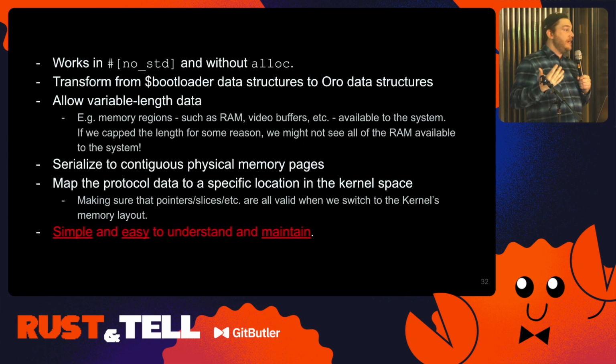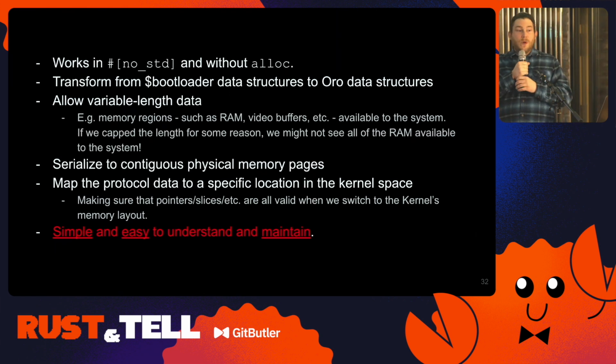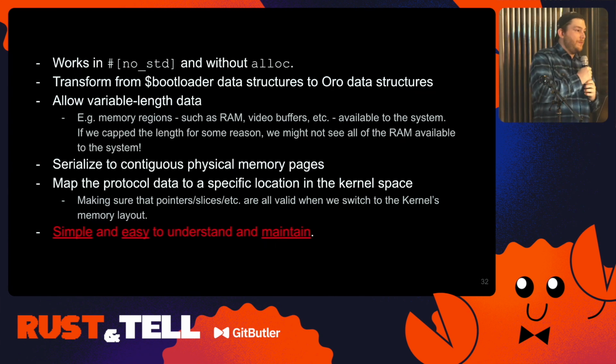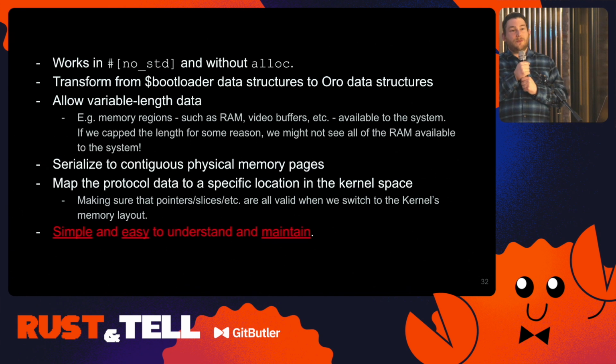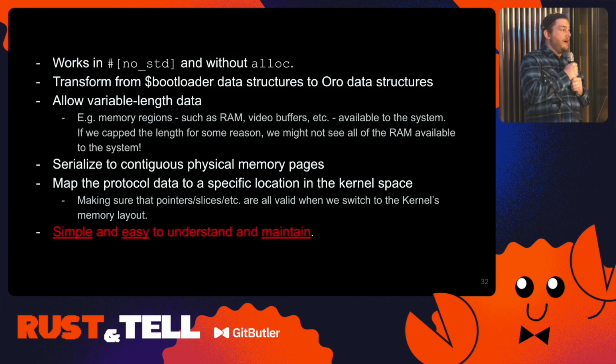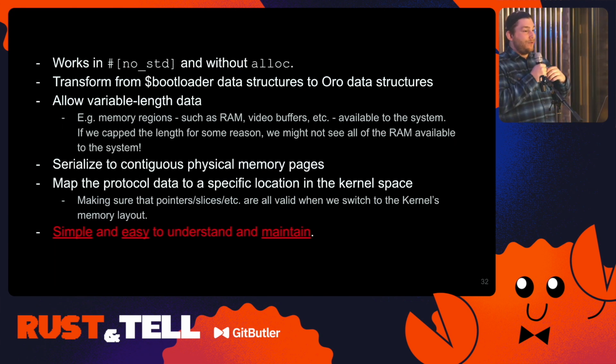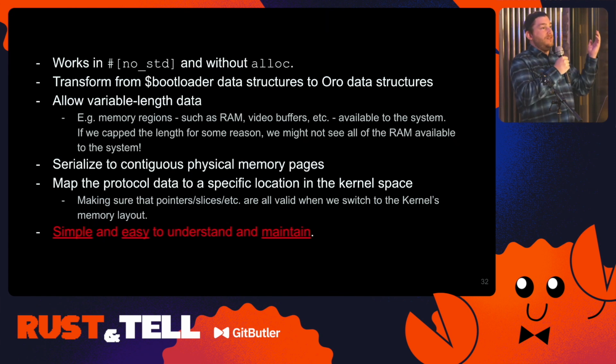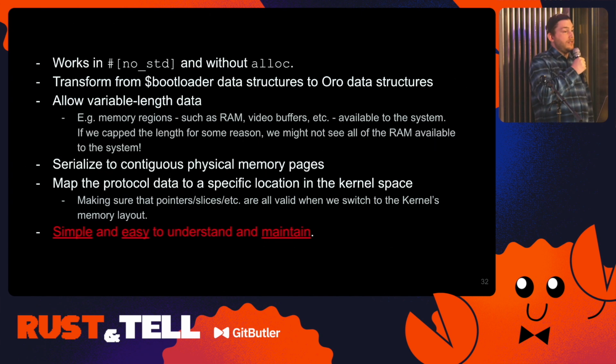We have no heap allocator. You could technically have one, but it would be kind of hefty. We have to transform these data structures, and we have to allow variable length data. That's kind of the focus of the proc macro, right? If you have 150 sticks of RAM, but for some reason, because of memory constraints, we only allow 32 in our list because we have a fixed length list, that's 150 minus 32 sticks of RAM that our kernel is just never going to know about, that you'll never get to use, right?